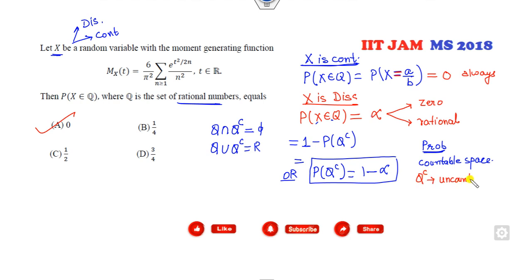The probability of the Q complement is on an uncountable space. So once this is an uncountable space, this value must be, what is that? It is not a, because this is again a rational number. So this will not be possible. So it means the rational will not be possible. The only case is 0, which is again the right answer of this problem because of this concept.